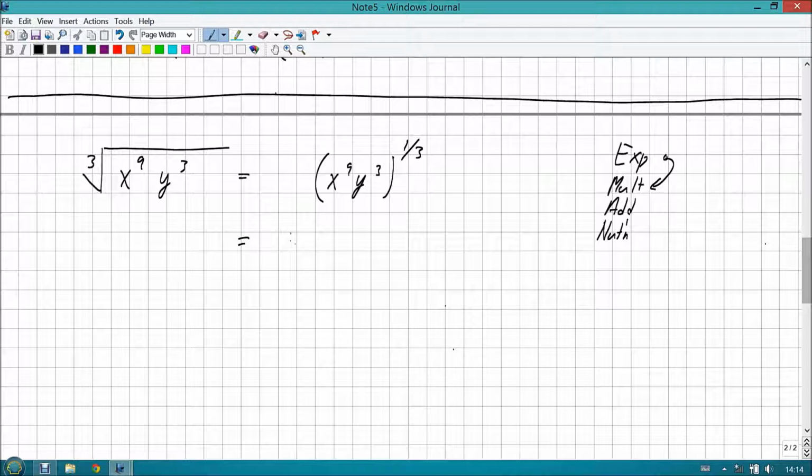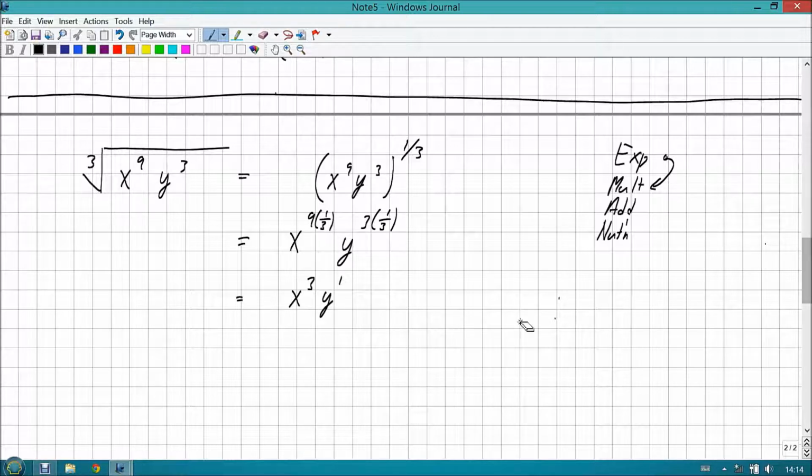Multiply them. So this becomes x to the 9 times 1/3, y to the 3 times 1/3. And we know how to multiply fractions by whole numbers. You divide by the bottom, multiply by the top. 9 divided by 3 is 3, times 1 is 3. So now I have x to the 3rd. And then 3 divided by 3 is 1, times 1 is 1, so I have y to the 1st.